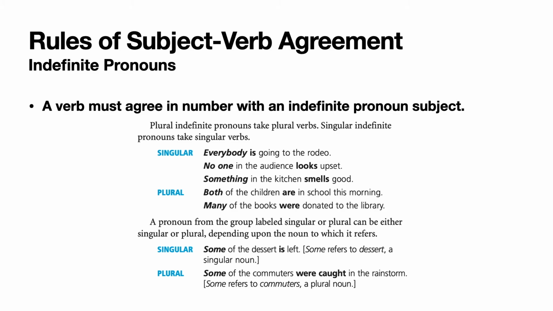Now for the plural, some of the commuters were caught in the rainstorm. Once again, we use the same indefinite pronoun, but we're talking about another thing. And this time, we're talking about commuters, and commuters is a plural noun. So we use the plural verb.